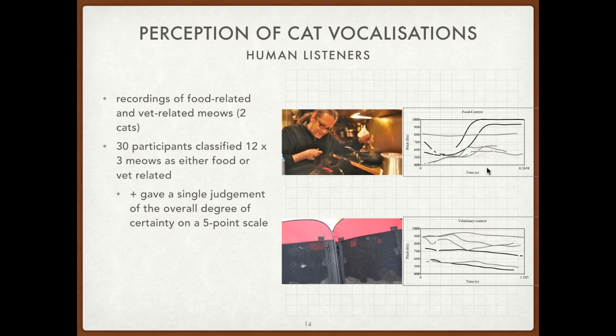We asked 30 listeners to classify these meows as either food or vet-related, and they were asked to judge each meow 3 times. They were presented in randomized order, and also to give a single judgment of the overall degree of certainty, how certain they were of judging this as food or vet-related.